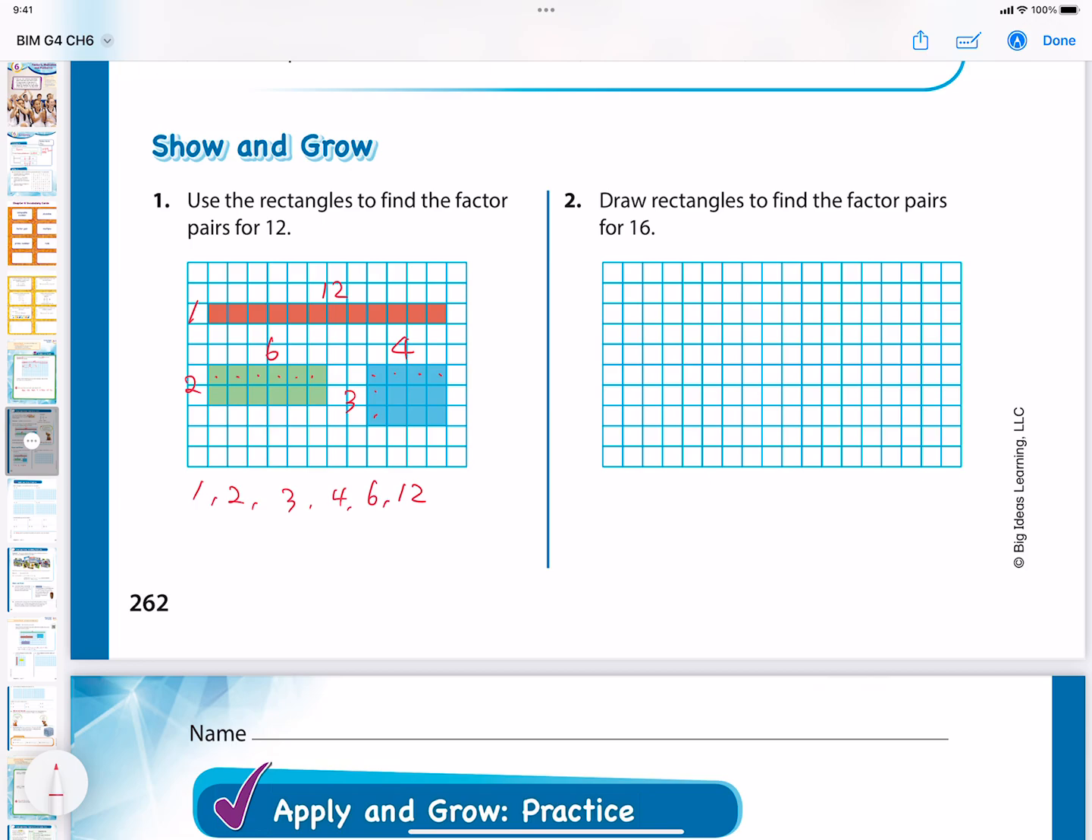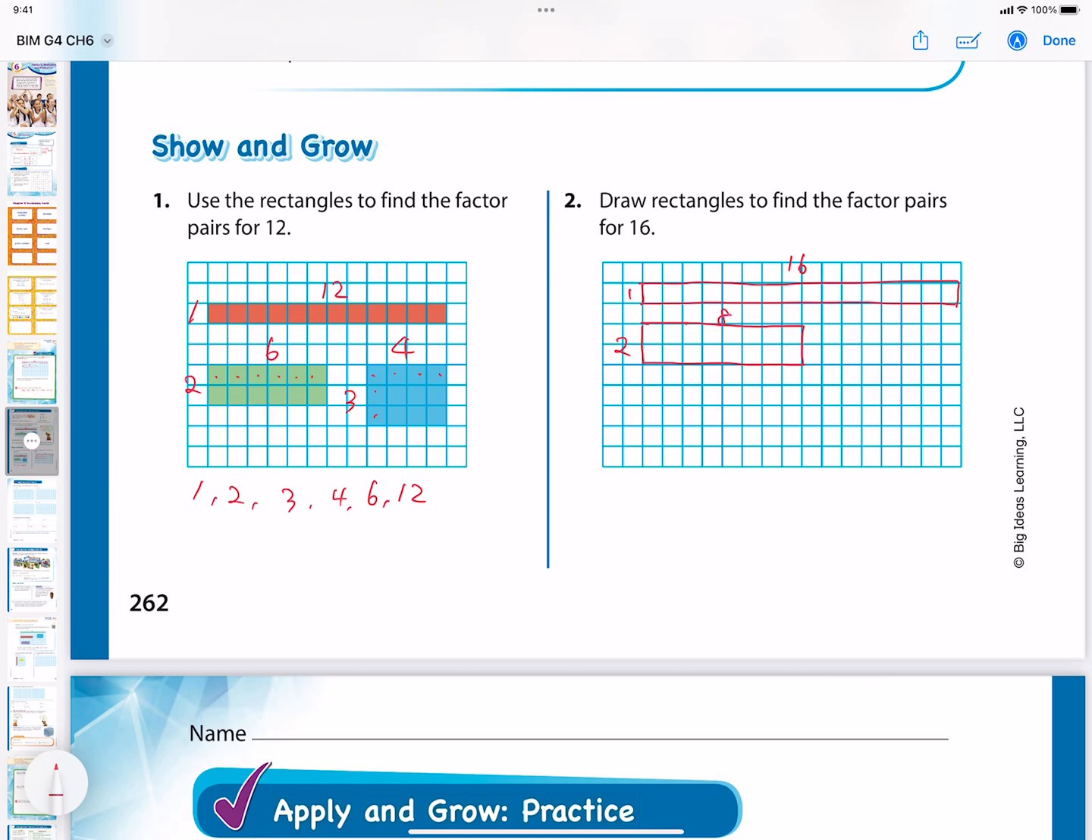Now draw rectangles to find the factor pairs for 16. First of all, you need to do what? 1 times, right? That's the easiest one ever. Now I'm going to count 16. This is 16. So 1 times 16 is also 16. And since this 16 is what? Yes, that is an even number, so I know I can divide by 2. 2 times what? 8. 1, 2, 3, 4, 5, 6, 7, 8.